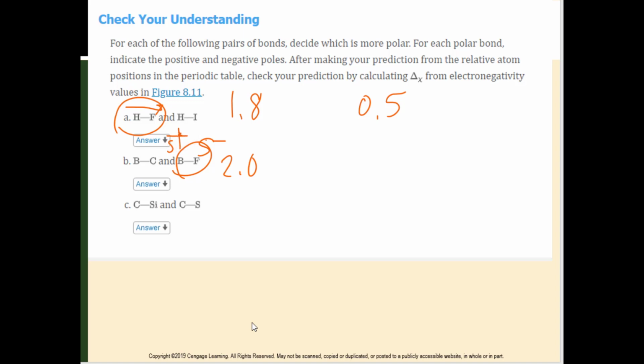And then last, CSi has a difference of 0.6 and CS has a difference of 0.1. So CSi is the greater. If I look at C, it's 2.5 and Si is 1.9. So the carbon end is my more electronegative end of the compound. Si would be my more slightly positive end.